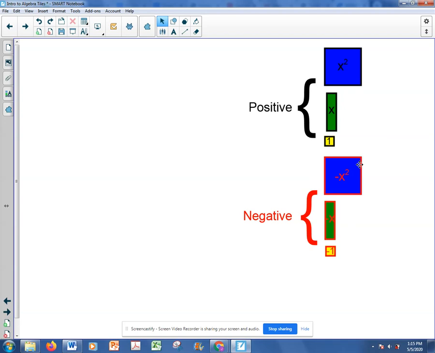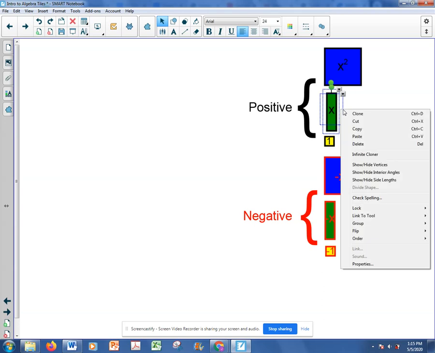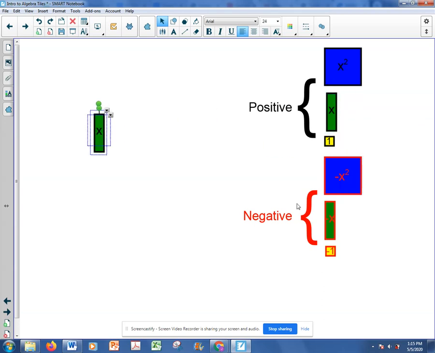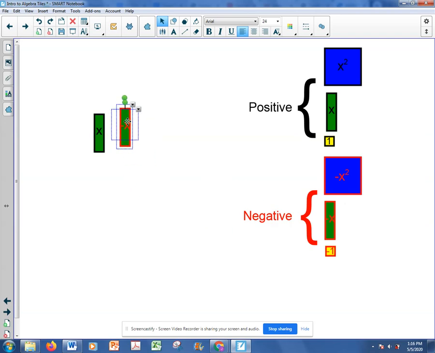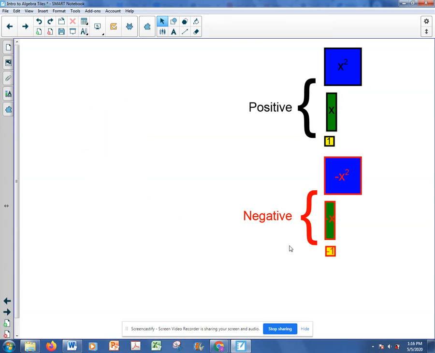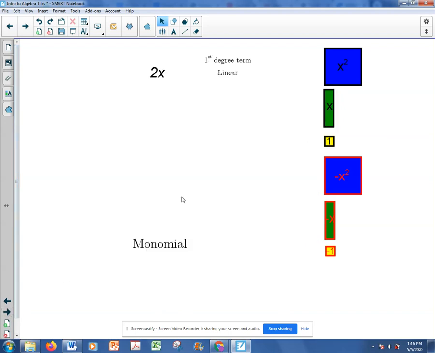So what does that mean? That means if I have an x, and I have his alter ego, negative x, his kryptonite, they cancel each other out, and x plus negative x is nothing. So they cancel each other out. All right, keep going.